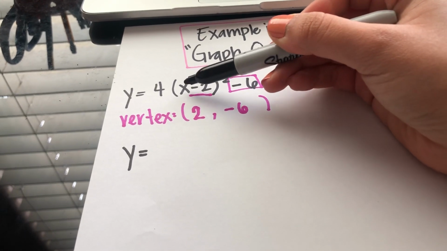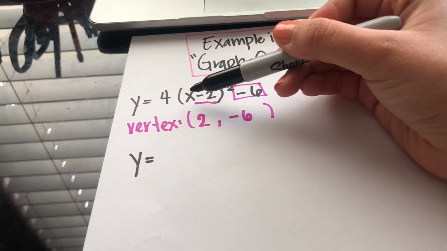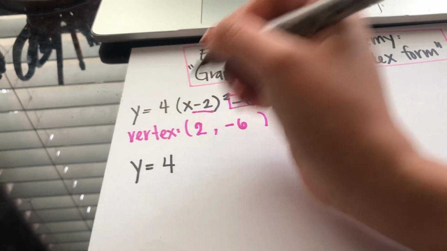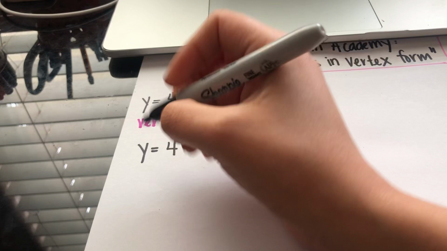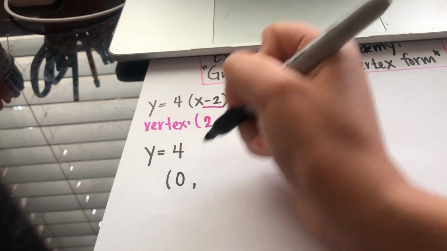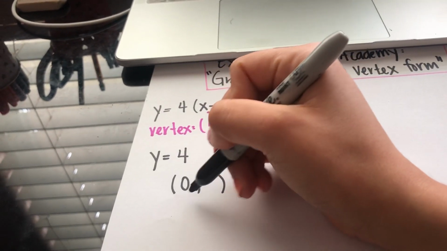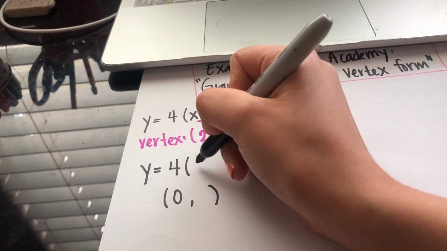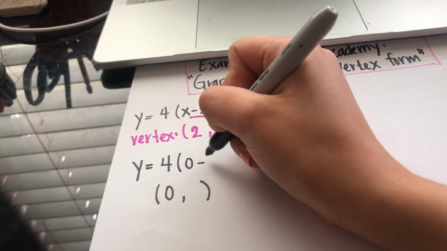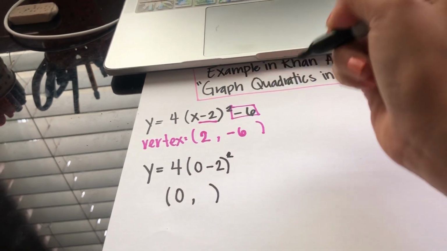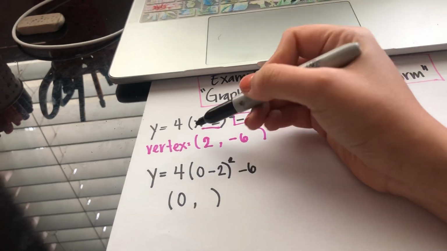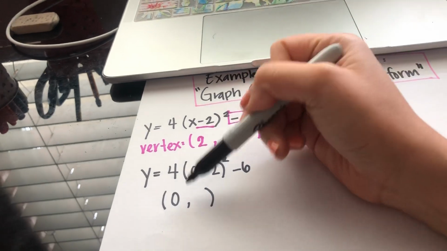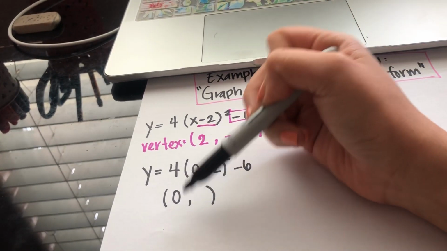For example, if I wanted to find another value in my parabola, I can substitute any value for x. The easiest one, of course, is 0. So I'm gonna find my y value when x is equal to 0. I'm gonna substitute a 0 for x: 4 times (0 minus 2) squared minus 6. So again, all I did was substitute a 0 for x. And it could be any value. I wanted it to be 0 because 0 is easy to solve.